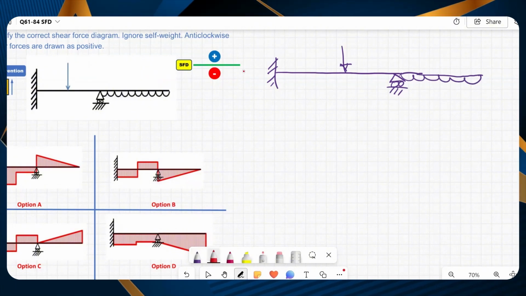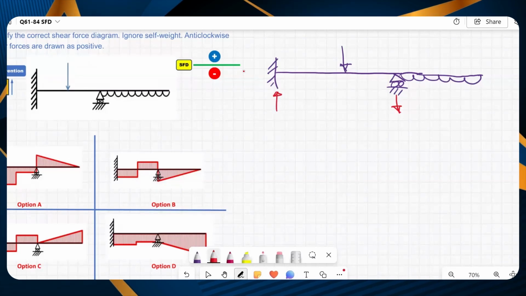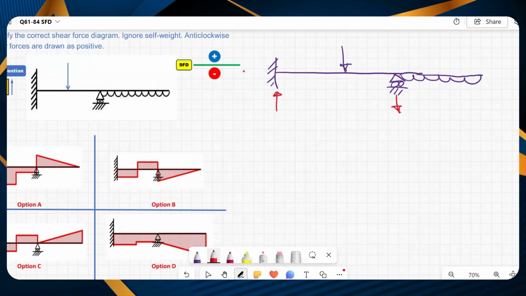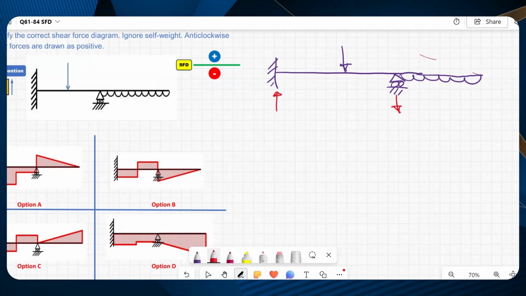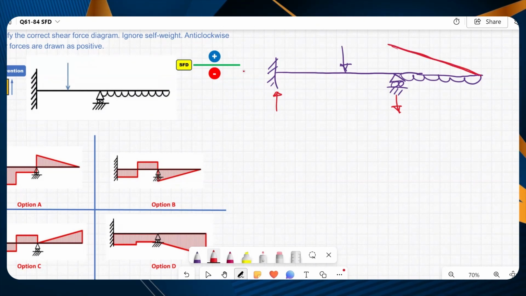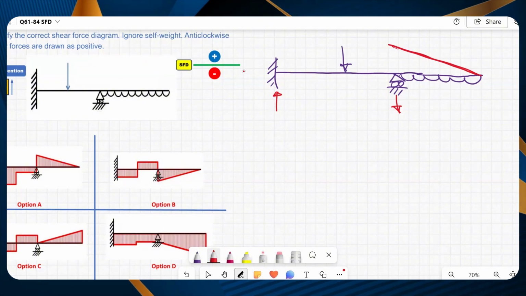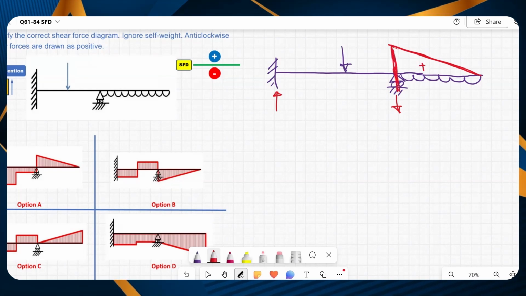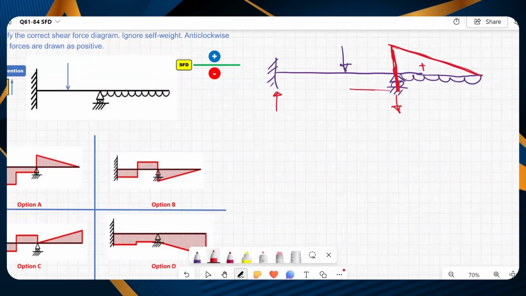The direction of reaction here should be downwards here and upwards over here. When we have this direction of reaction, then the shear force over here, it is pushing it up. So this should be drawn like this. And this is creating anti-clockwise moment. So anti-clockwise is positive. And here it is pushing it down by some amount. And then there's nothing in between these two forces.